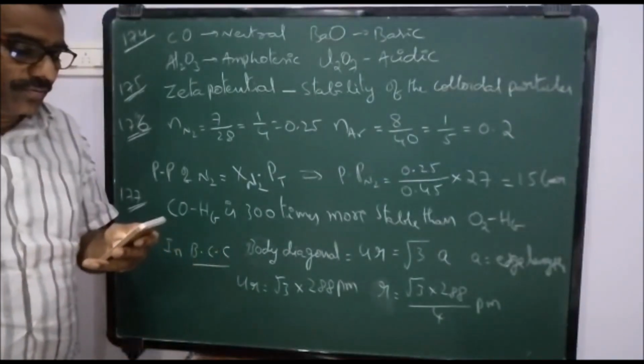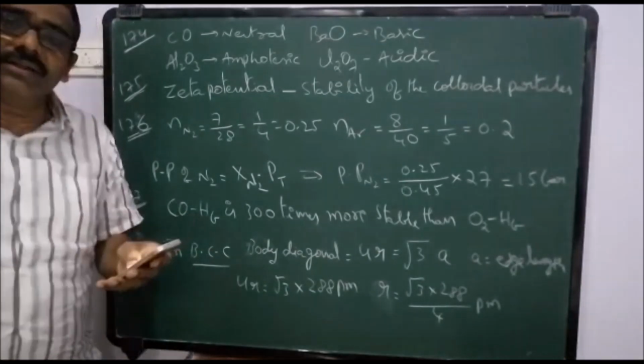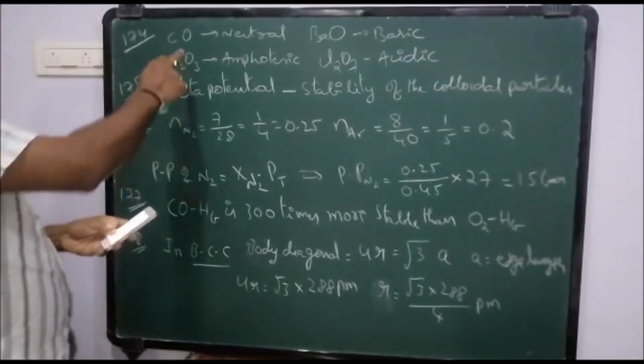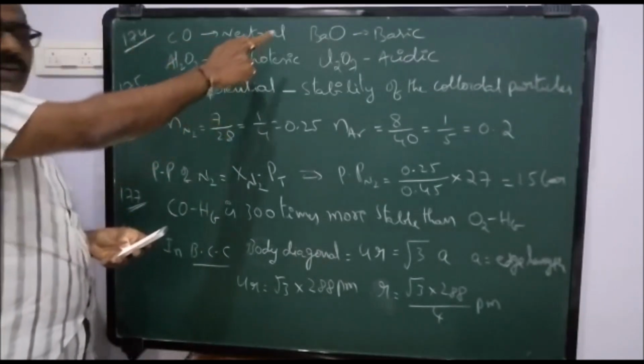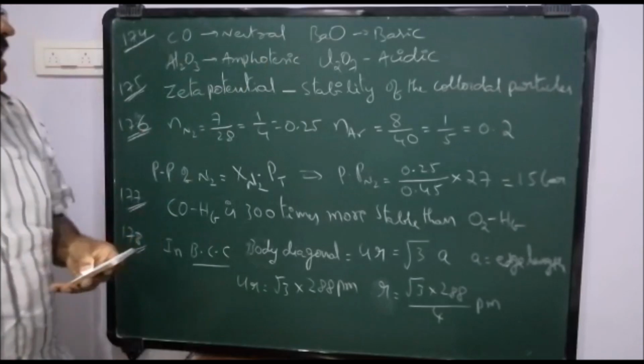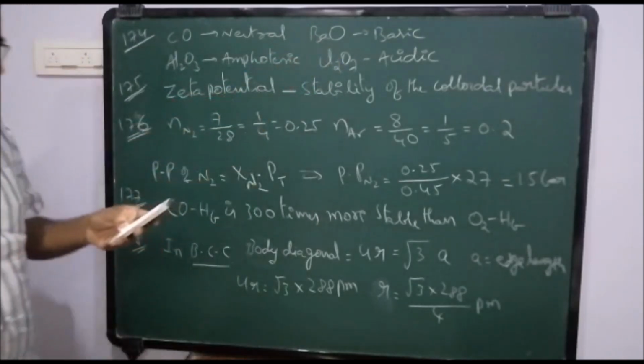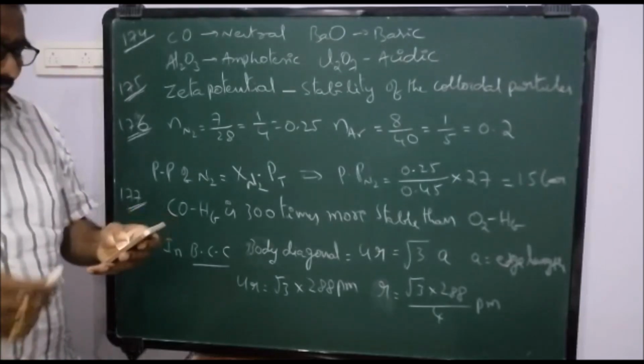Question number 174. Match the following. In one column oxides and in another column nature is given. Carbon monoxide is neutral in nature, barium oxide is a basic oxide, Al2O3 is an amphoteric oxide, and Cl2O7 is an acidic oxide. It is a highly acidic oxide. And question number 175.